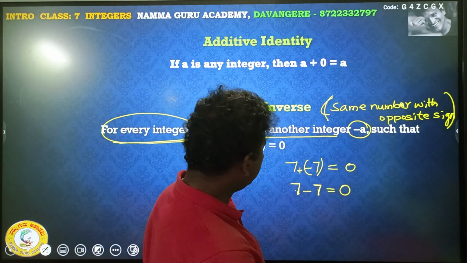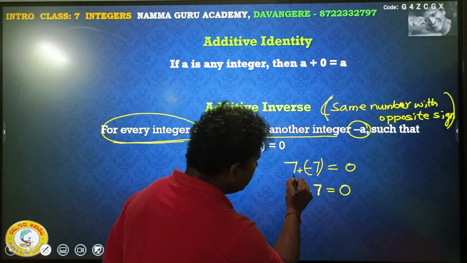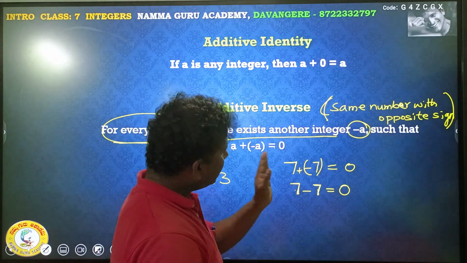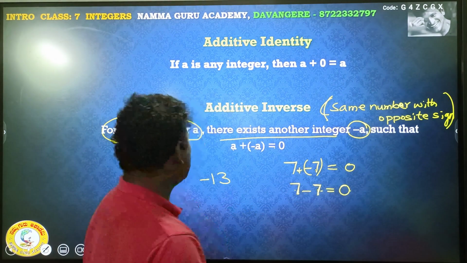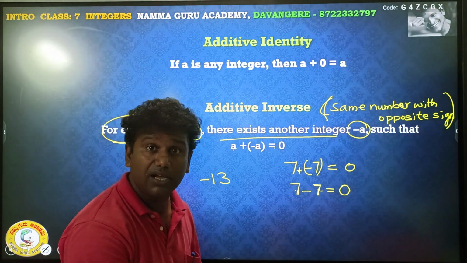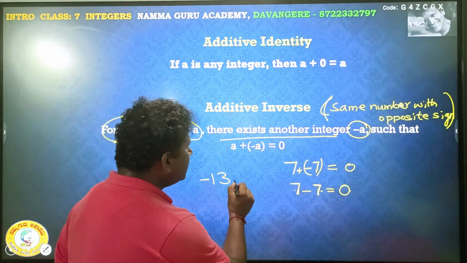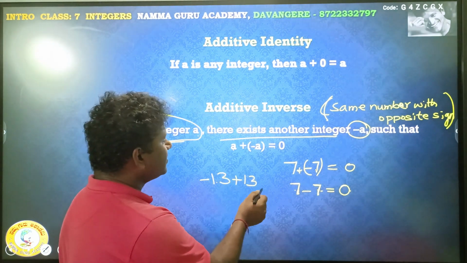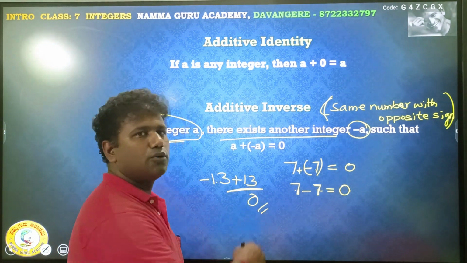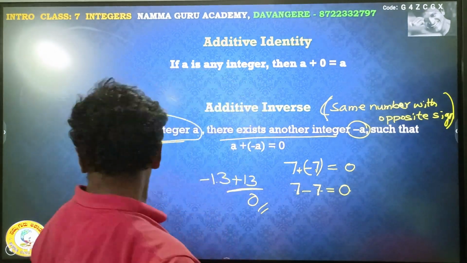For example, here you have taken 7. Its additive inverse is minus 7. 7 minus 7 becomes 0. For minus 13, you should not take minus 13 another time, as this time we need plus 13. Here plus 13 minus 13 becomes 0. Have you understood? Additive inverse.